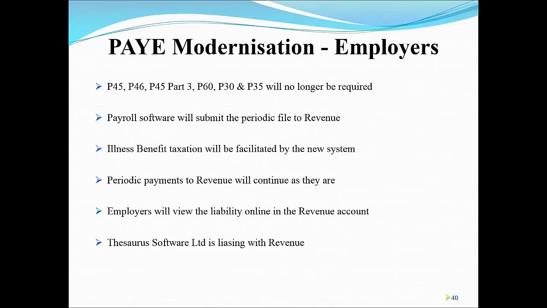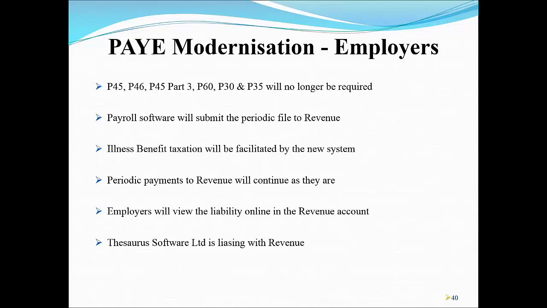So at the moment for the P35, P30, etc., you're logging into ROS and uploading a file to them, whereas this will go seamlessly from the payroll software to ROS without the need to log into ROS. Okay. So you can see there the P45, P46, P45 Part 3, P60, P30 and P35 will all be gone once PAYE Modernization is launched.